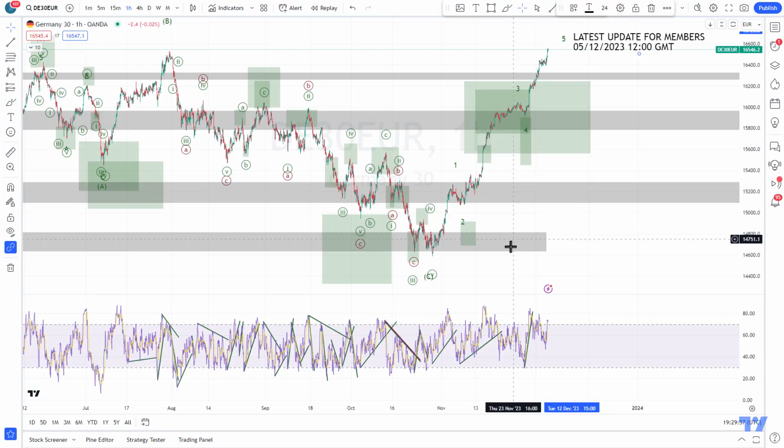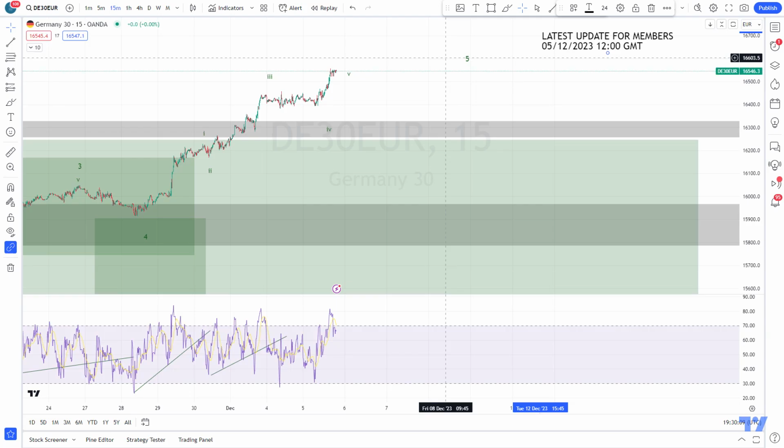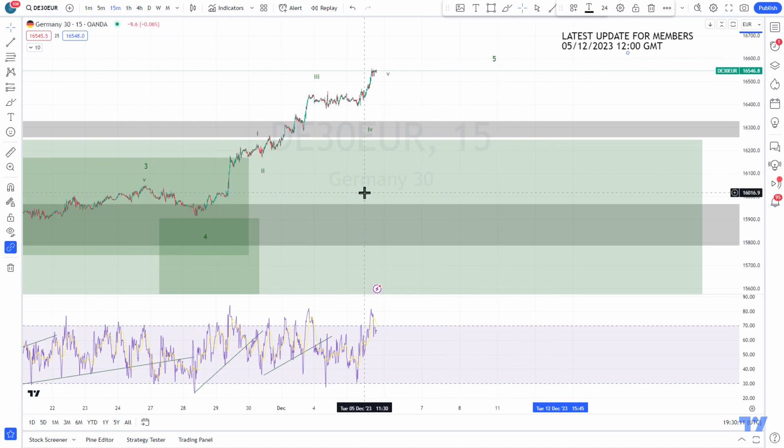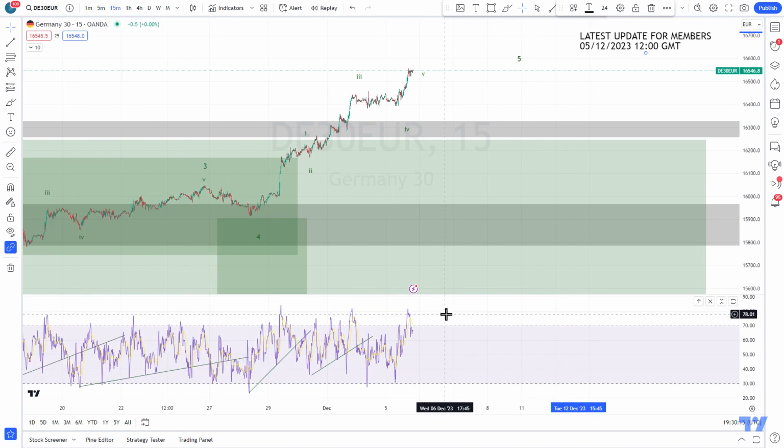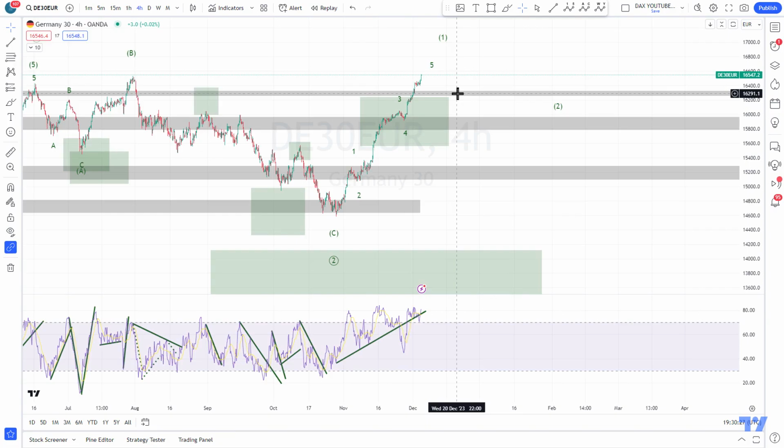If we look at the 1 hour here, okay, we still have divergence. This looks ending, but the problem is that the 15-minute is giving us a very strong reading, which might be again an indication that a new cycle is starting. And this is the problem with impulses. Impulses can extend as long as they want.